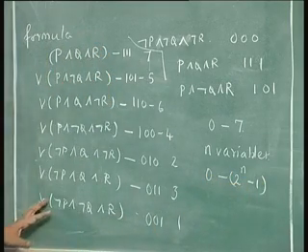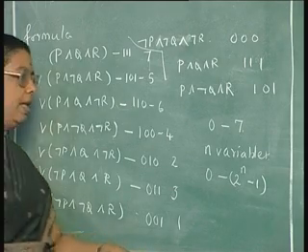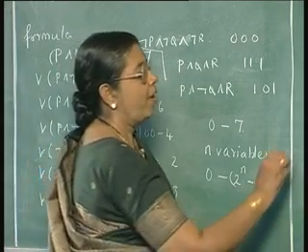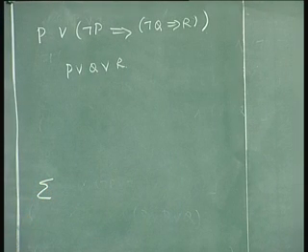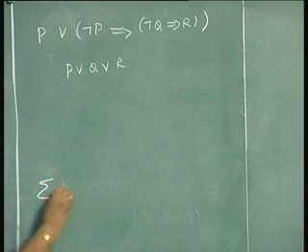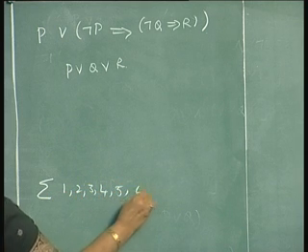So, if you do that, you represent the principal disjunctive normal form as sigma. For example, this one you can represent as sigma 1 2 3 4 5 6 7.